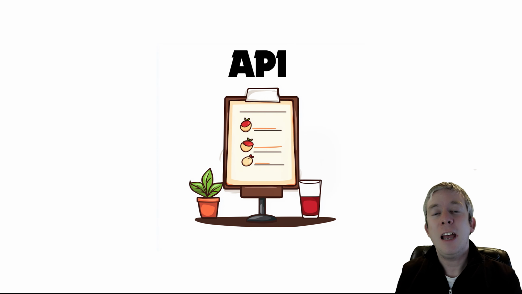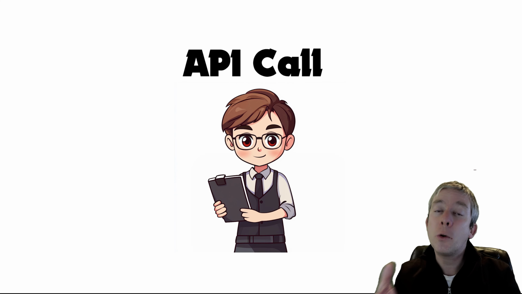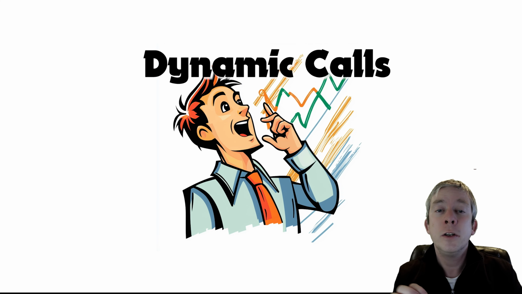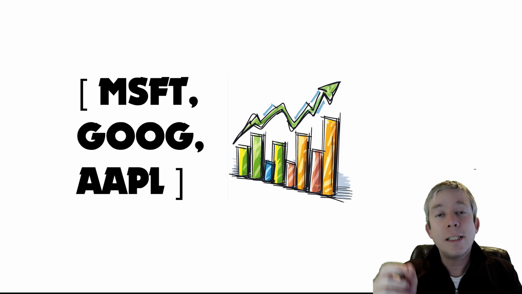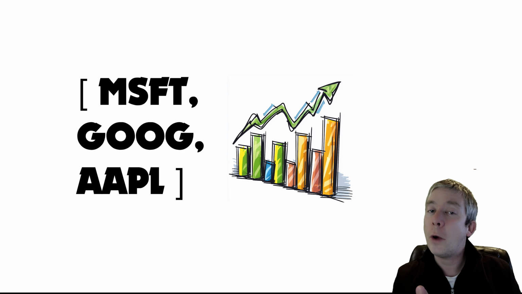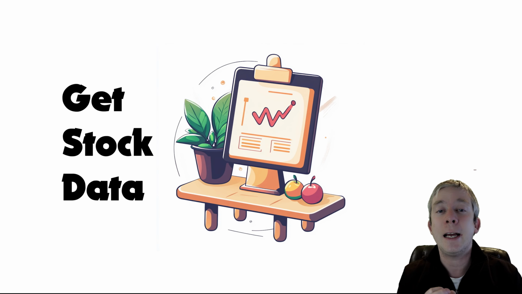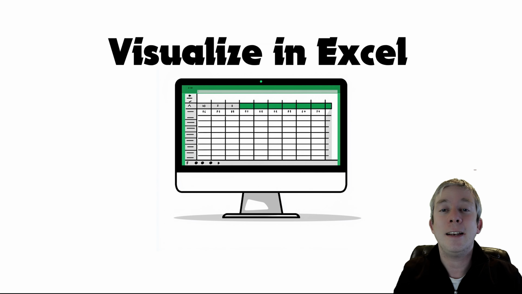Last week, we compared API calls to that waiter between you and the kitchen. So you have a menu, which is your API, and you use the waiter to request what you want, and then the waiter brings you back food from the kitchen. Today, we're going to do that, except we're going to make the calls more dynamic. So we're going to say, hey, show me these stock tickers, send it to the waiter in a loop multiple times. And then we're going to pull back that data and display it in an Excel table.